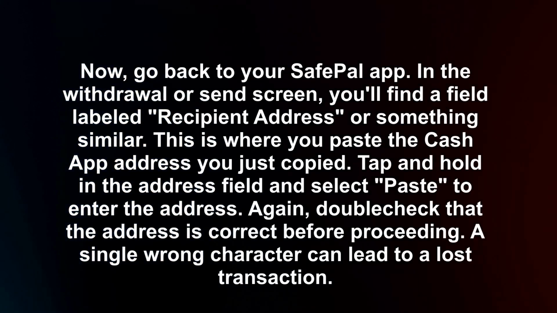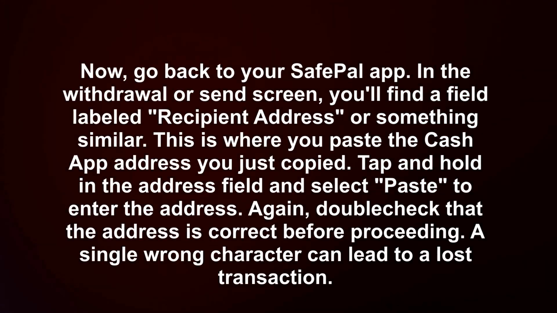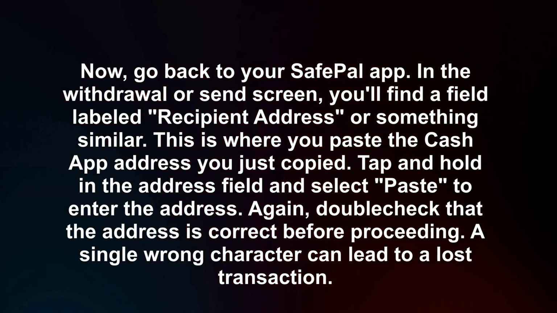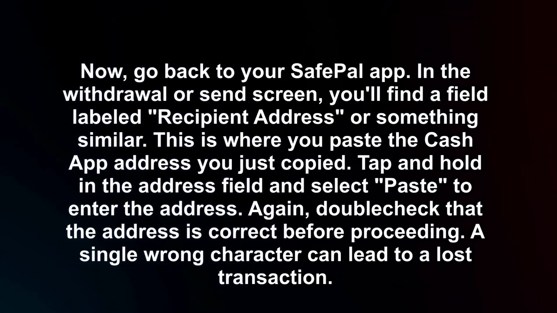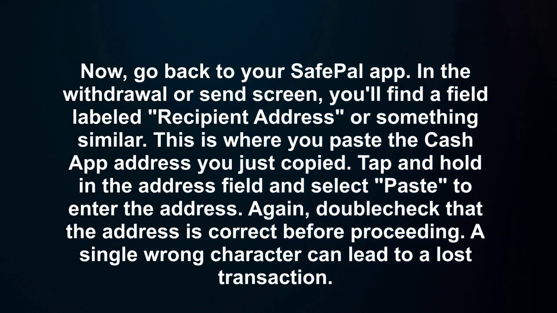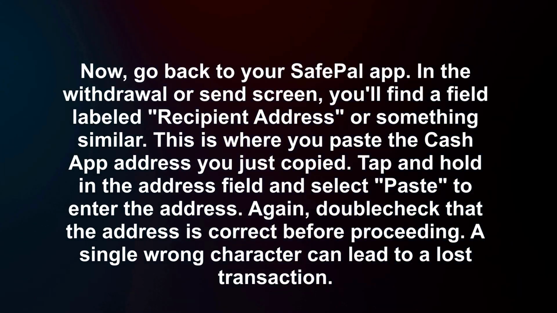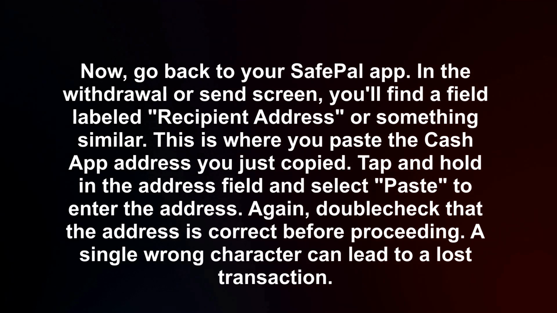Now, go back to your Safepal app. In the withdrawal or send screen, you'll find a field labeled recipient address or something similar. This is where you paste the Cash App address you just copied. Tap and hold in the address field and select paste to enter the address. Again, double-check that the address is correct before proceeding. A single wrong character can lead to a lost transaction.